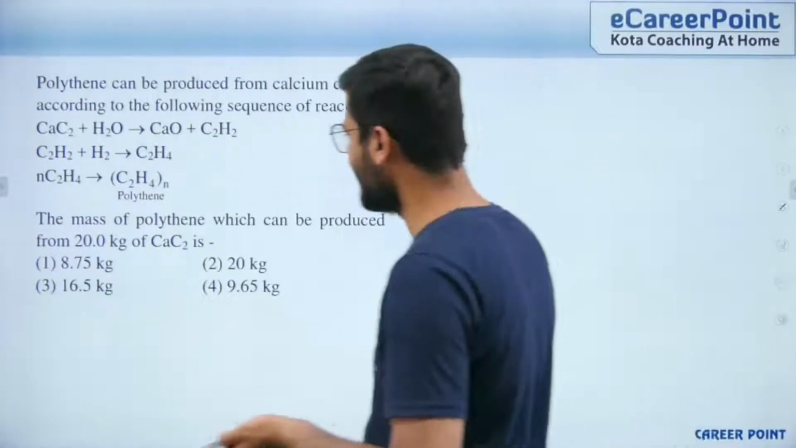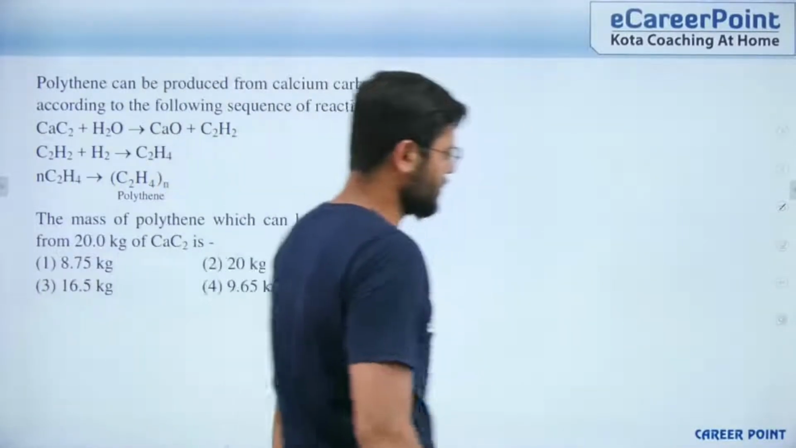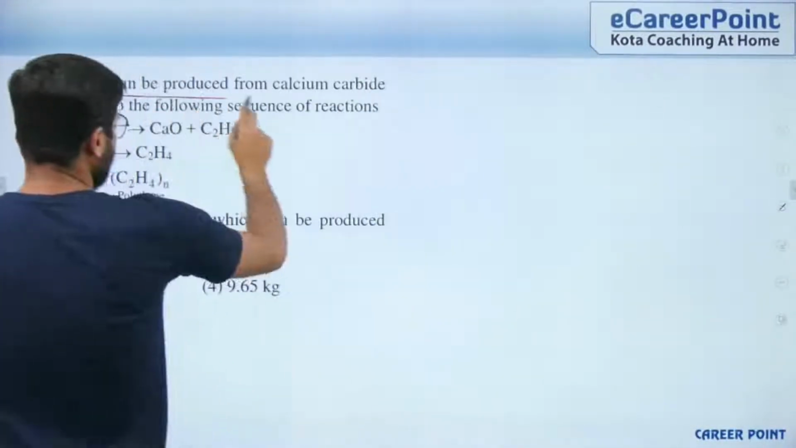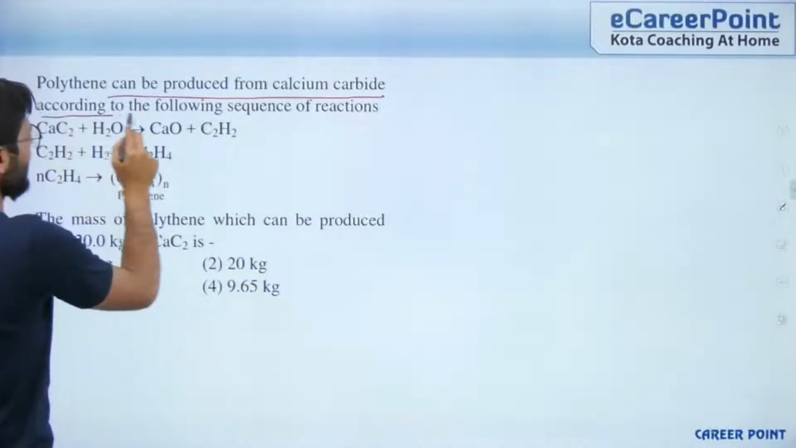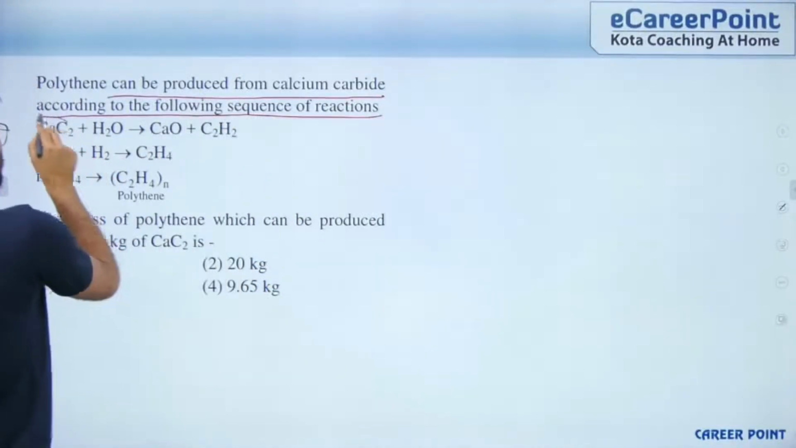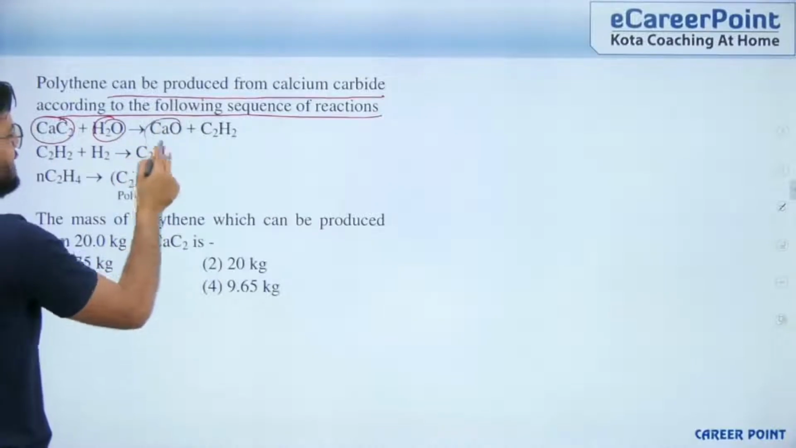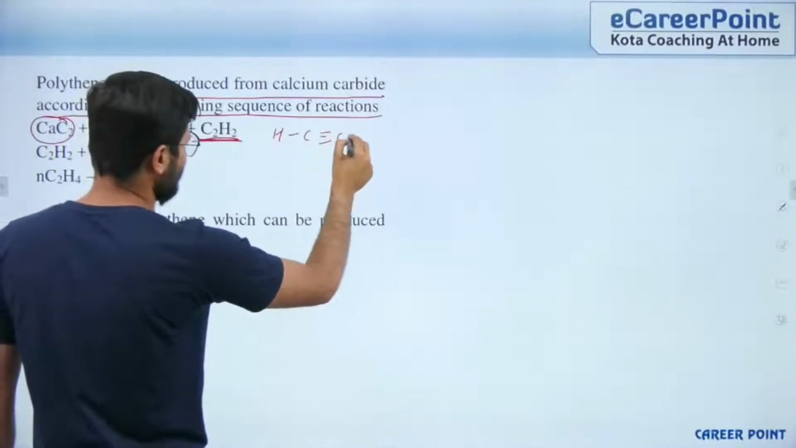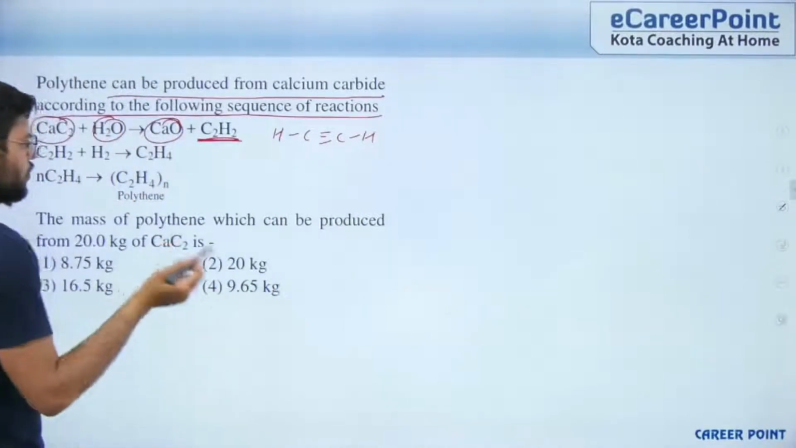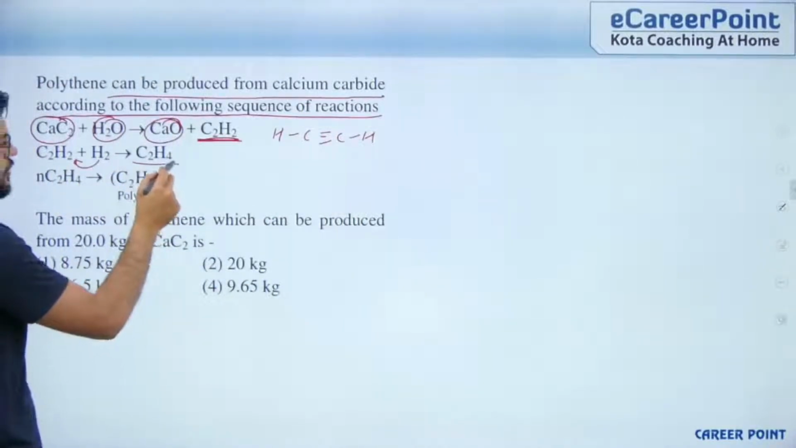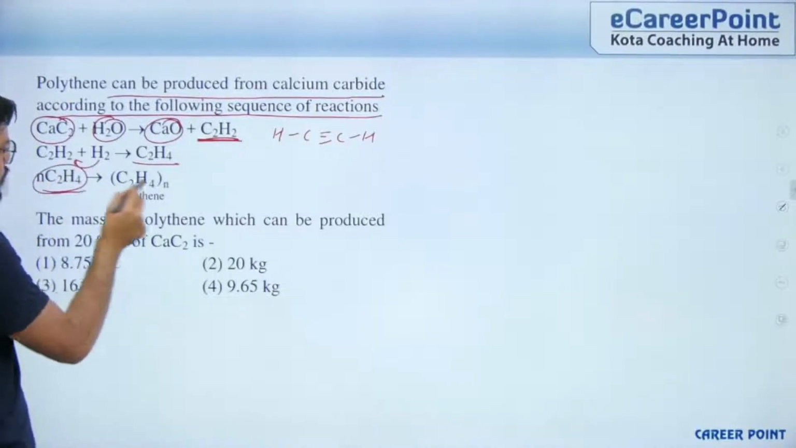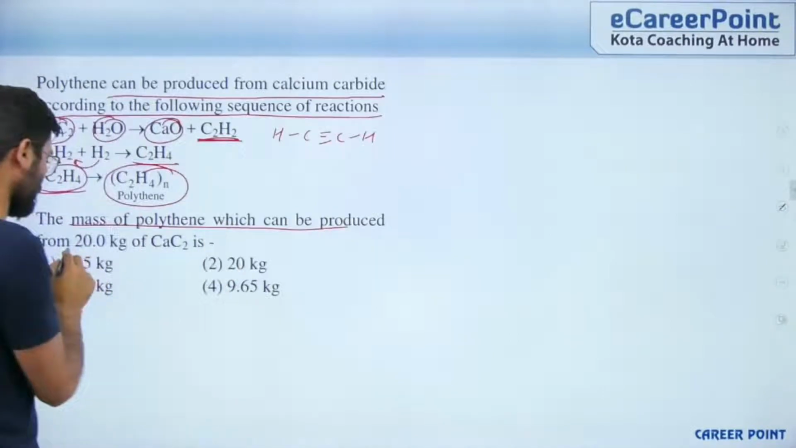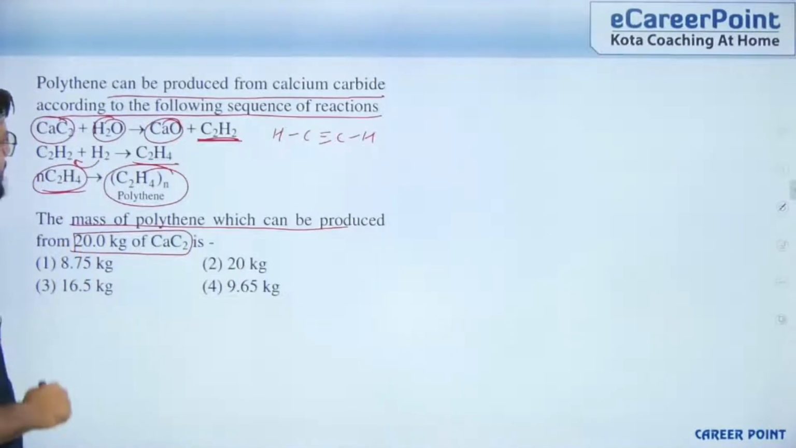Now let's see, we have a very good question here. Can you try it? Polythene can be produced from calcium carbide according to the following sequence of reactions. Calcium carbide reacts with water, giving calcium oxide and acetylene. At this age you must understand, this is acetylene. No need to worry about this. Hydrogen reacts and it will form C2H4, and they are going to make a polymer. So the mass of polythene which can be produced from 20 gram of calcium carbide would be.